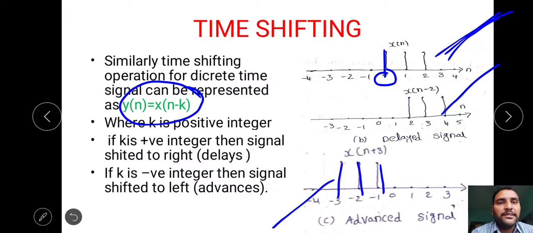That's why I said whenever k is positive, in n minus k, here we get n minus 2, that means k is a positive value, so the signal is shifted to the right side. Here n plus 3 is n minus of minus 3, that means k is a negative value, so the signal is advanced, or left-sided. It is called the time shifting operation. By using this operation, we can delay the signal, advance the signal, or shift it to the right or left side based on the operation.